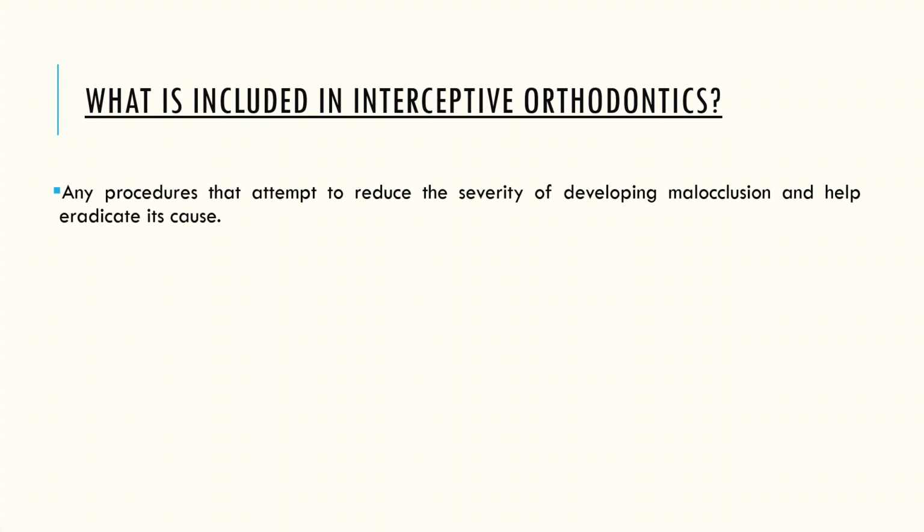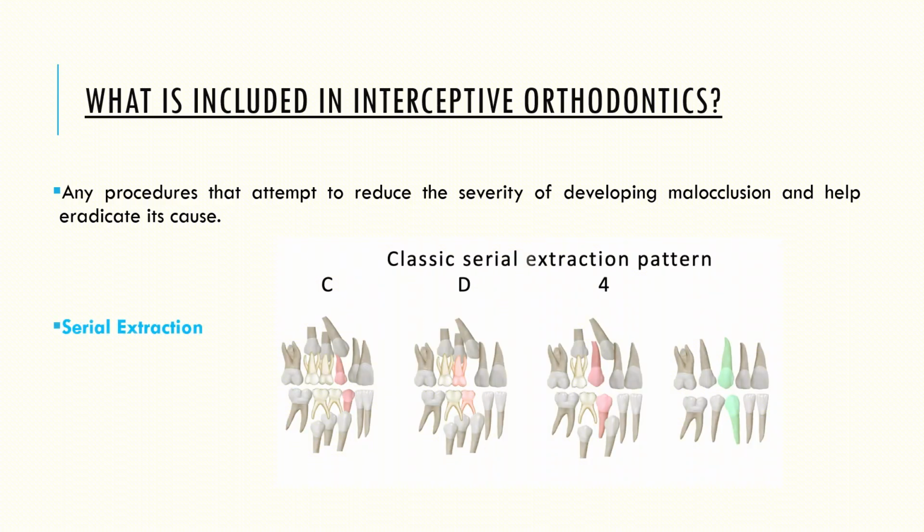The different procedures taken in interceptive orthodontics. The most important is serial extraction. Serial extraction is basically extraction of certain deciduous teeth and specific permanent teeth so as to reduce the complexity of malocclusion and to create space for eruption of the permanent teeth.